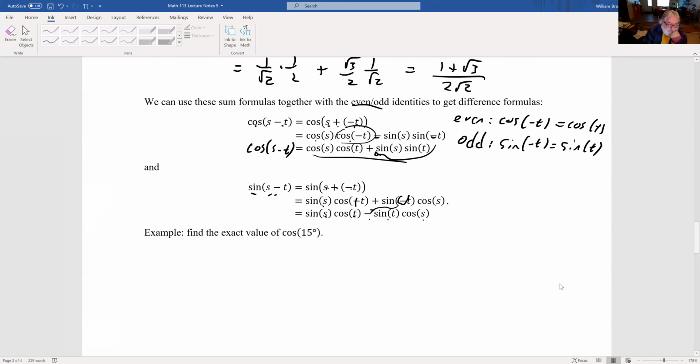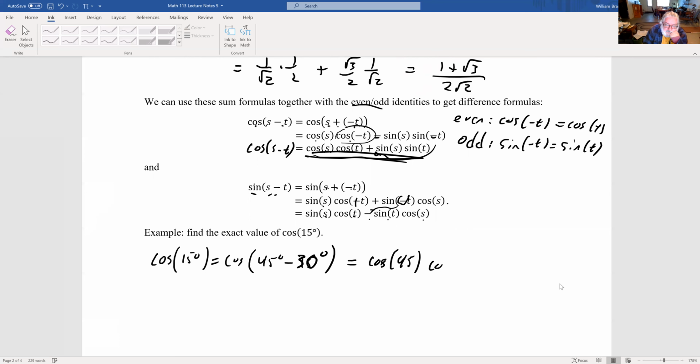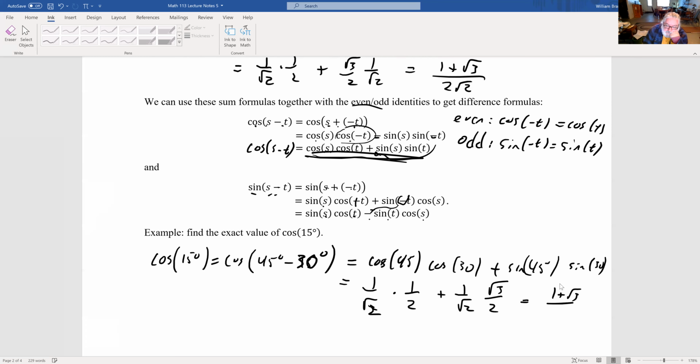So what's cosine of 15 degrees? Well, 15 degrees we recognize as 45 degrees minus 30 degrees. So according to our difference formula, there should be cosine of 45 times cosine of 30 plus sine of 45 times sine of 30. And from our various triangles, we know that cosine of 45 is 1 over root 2, cosine of 30 is root 3 over 2, sine of 45 degrees is 1 over root 2, sine of 30 degrees is 1/2. So we get 1 plus root 3 over 2 root 2.